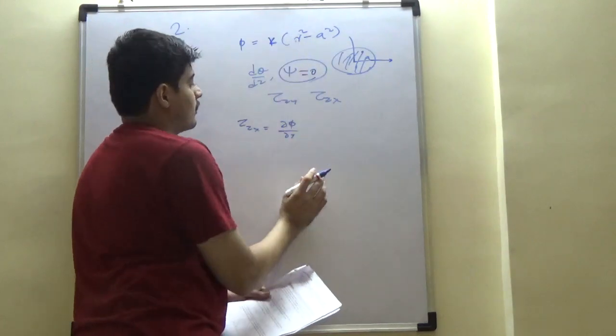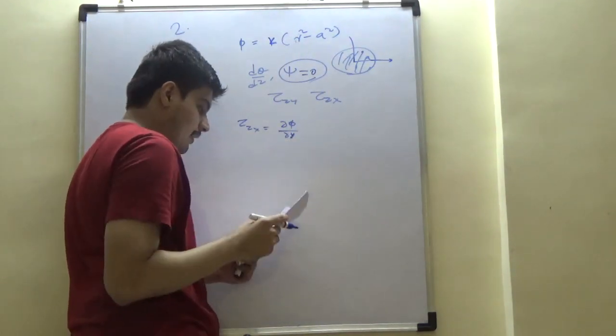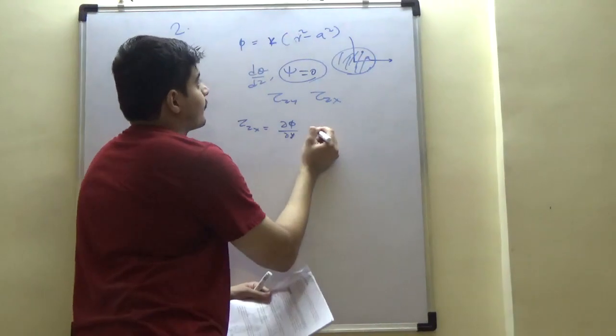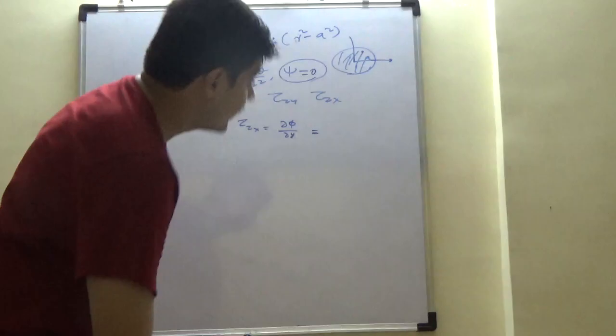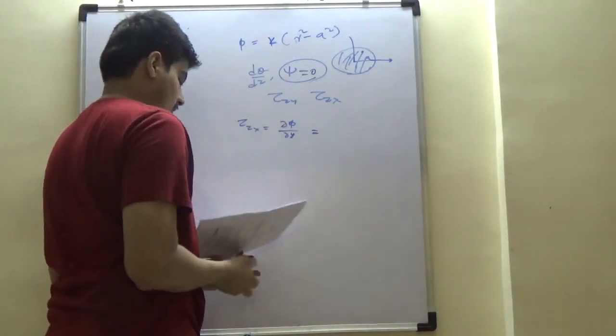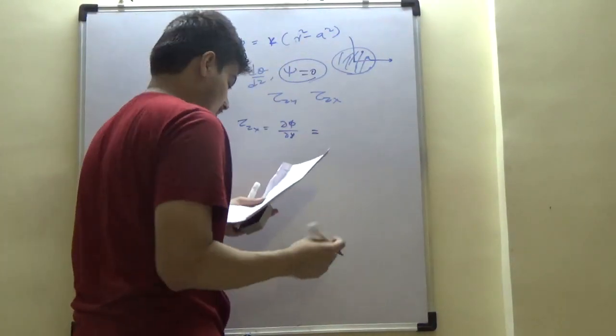Since my phi is known, I can substitute this as y, and since r is equal to a cos theta, x square plus y square, right? So we can differentiate this. So the answer that I will get is tau zx.